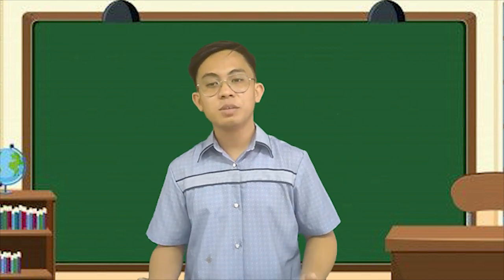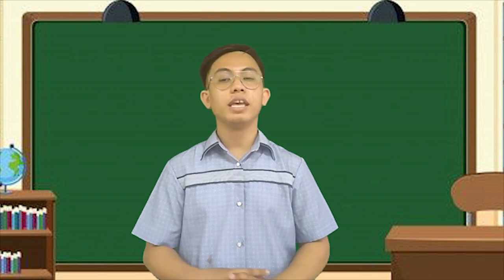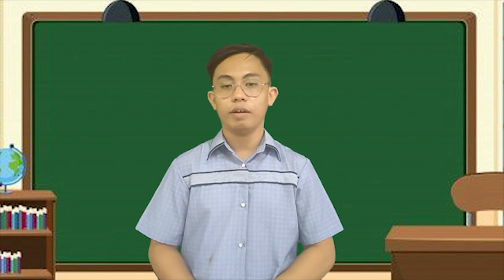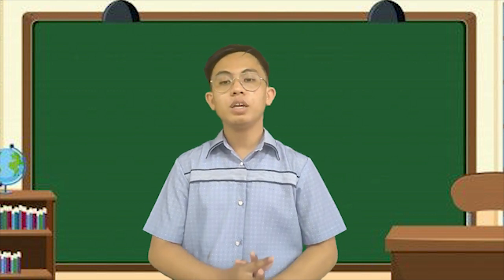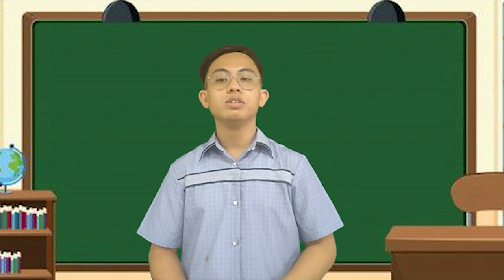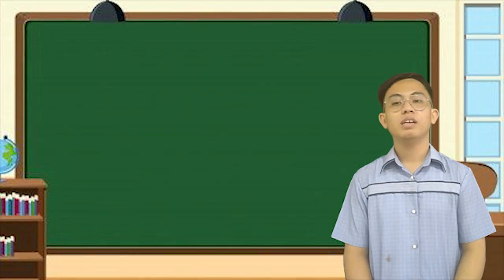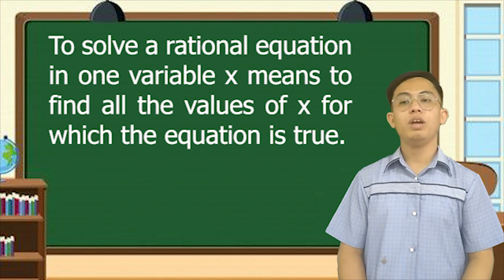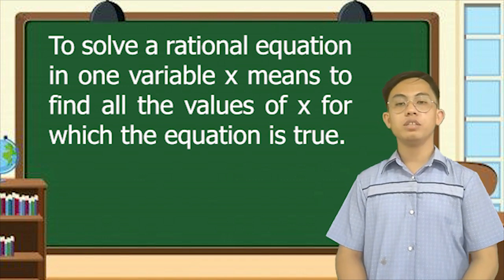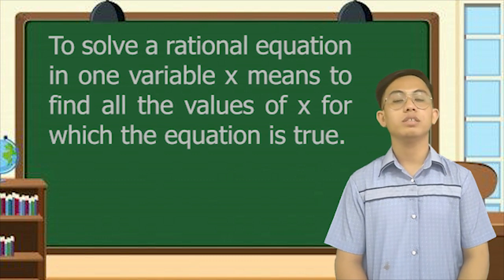A rational function expresses a relationship between two variables such as x and y and can be represented by a table of values or a graph. While a rational equation or inequality can be solved for all x values that satisfy the equation or the inequality. To solve a rational equation in one variable x means to find all the values of x for which the equation is true. There are steps to solve rational equations.